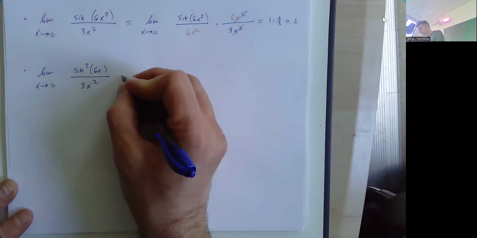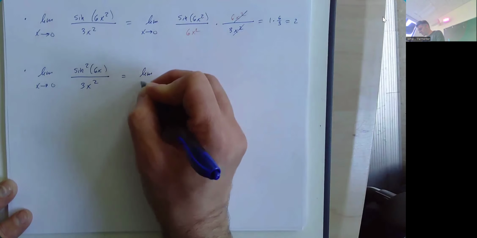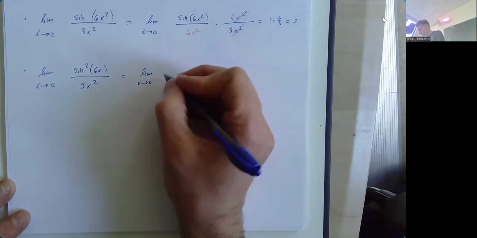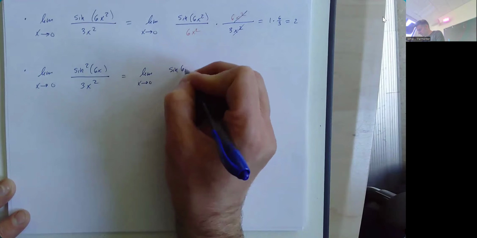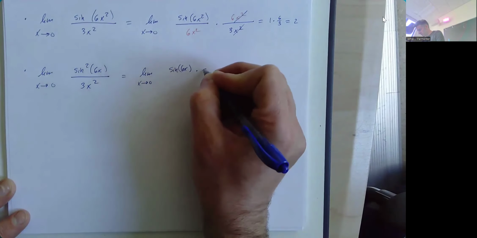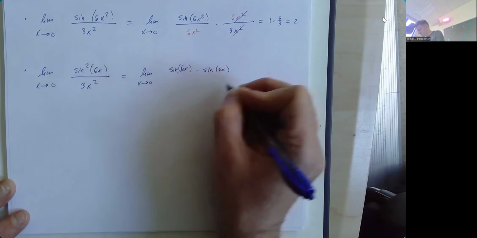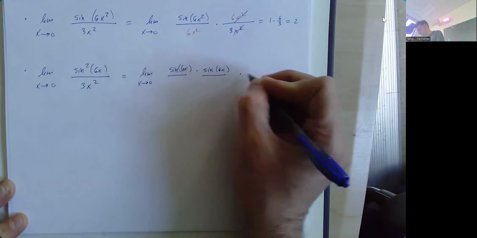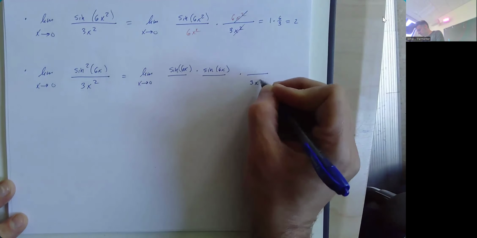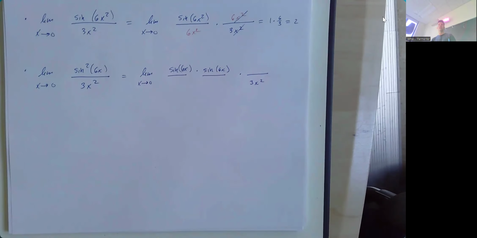Sine squared of 6x is, always write the limit first, sine of 6x times sine of 6x times blank over 3x squared. That's how I would do this problem. Right, I've still got all the same pieces. On top, I have sine times sine. On the bottom, I have 3x squared.